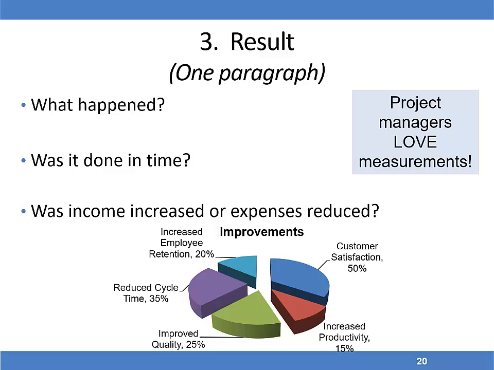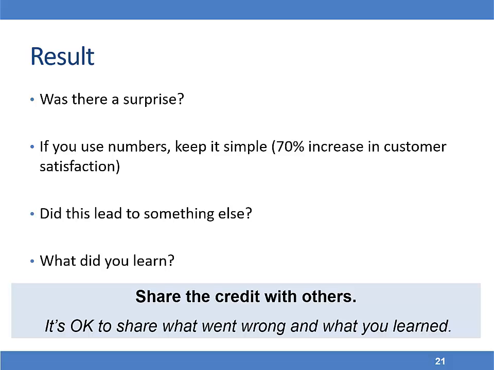Third paragraph should be something on the result. You set up a challenge, there was some difficulty you were dealing with. Here's the solution of what needed to be done. Now finish the story. What happened? Was it done in time? Did you meet the deadline? Were there benefits to your company? Income increases, expenses reduced? Project managers love measurements. We're all about measuring things. So if you show some statistics, you usually get a good amount of attention, and it lends credibility to your presentation. You want to think about, was there a surprise ending? Did things go differently as a result than what you were expecting?